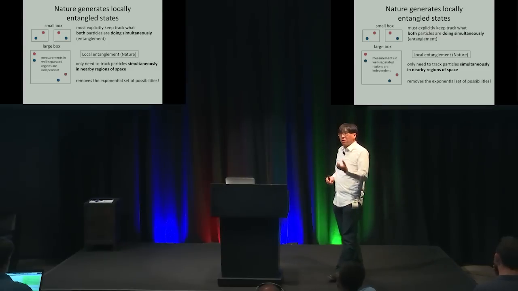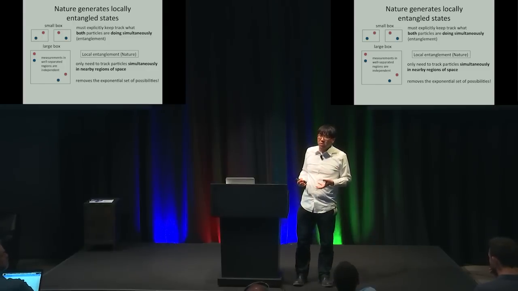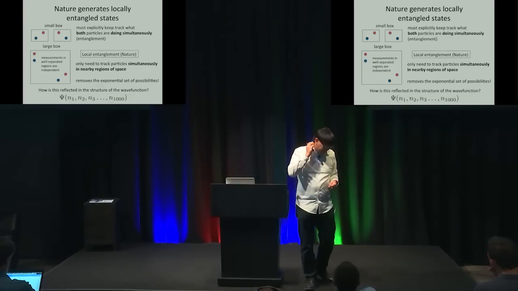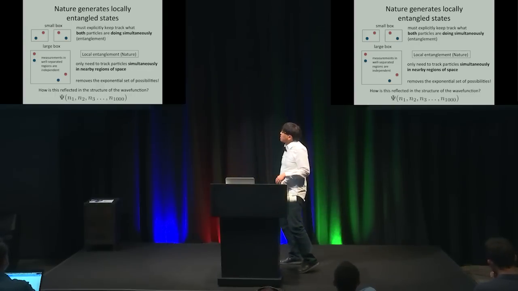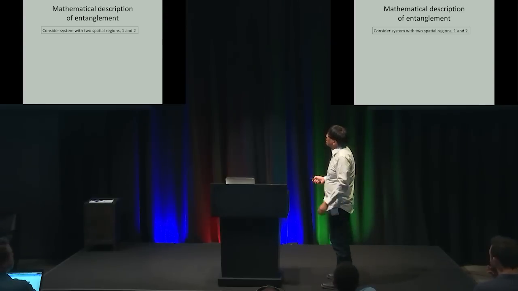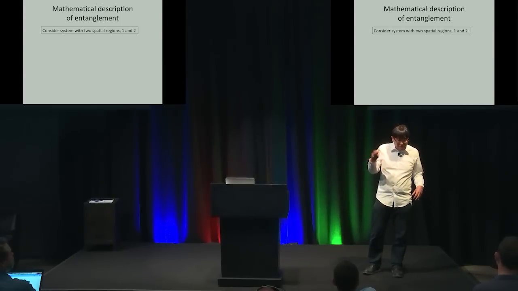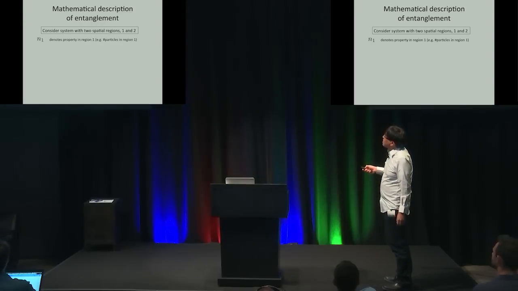And then the technical question is, how do I rewrite the laws of quantum mechanics, or rewrite the mathematics of quantum mechanics, to build this physical simplification in? To do this, I'm going to have to introduce what entanglement is in a slightly more mathematical way, but not much more. Consider a system which has two regions in it: a left region and a right region, 1 and 2. And this symbol n will denote some property that you measure in the region.